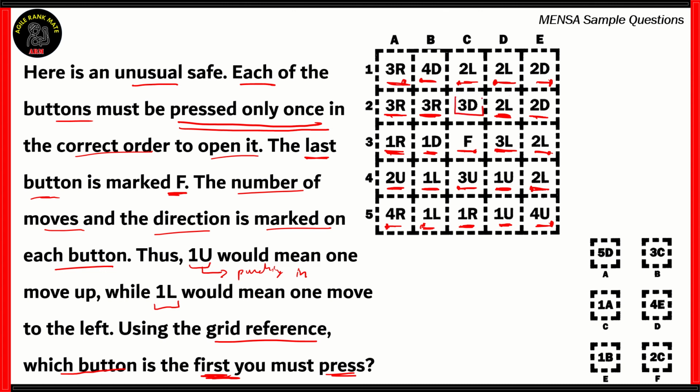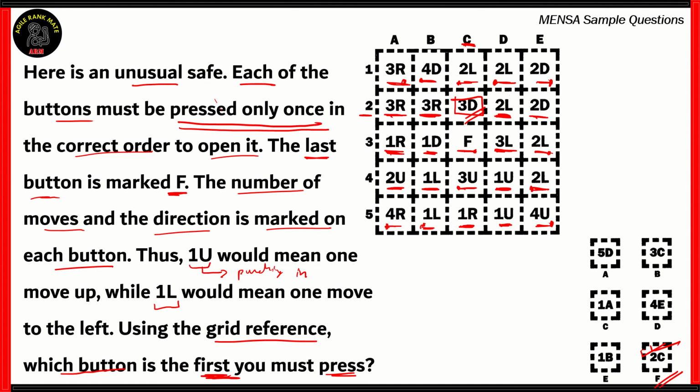So therefore, the first ever button that you need to press turns out to be the one which has the directions 3 down. Now, this particular button has its grid coordinates as 2C. So if you look at our options, you can see that option F turns out to be the right answer. So there is no other way of doing this.